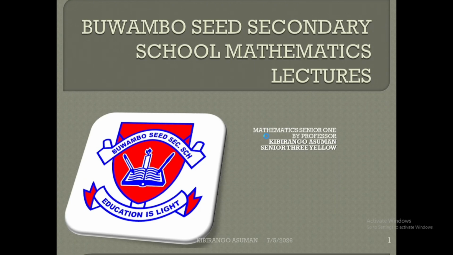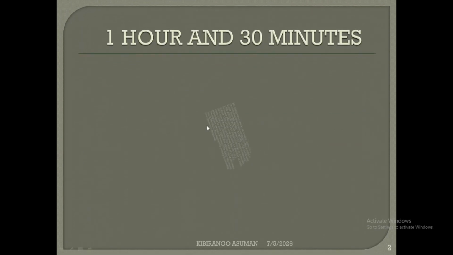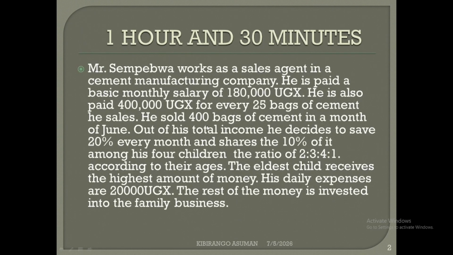The question is for 1 hour 30 minutes. Mr. Sempebwa works as a sales agent in a cement manufacturing company. He is paid a basic monthly salary of 180,000 Ugandan shillings. He is also paid 400 Ugandan shillings for every 20 bags of cement he sells. He sold 400 bags of cement in the month of June.